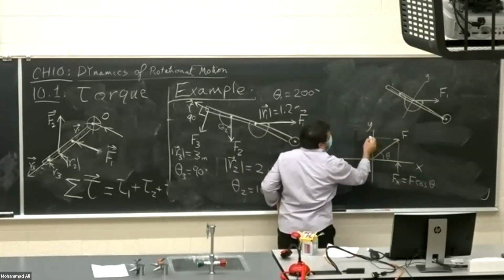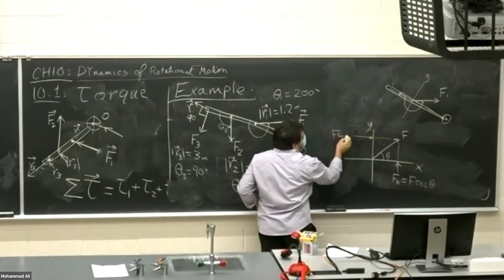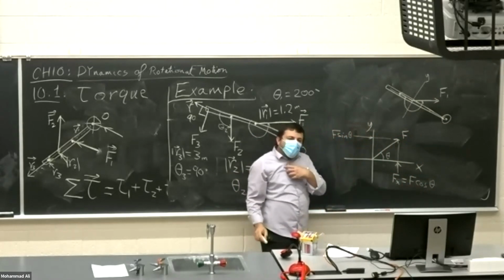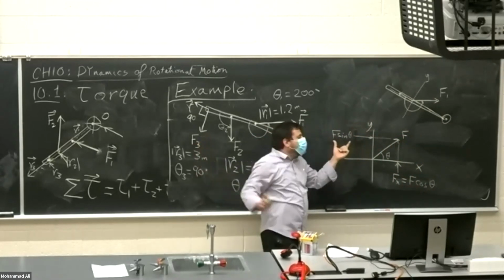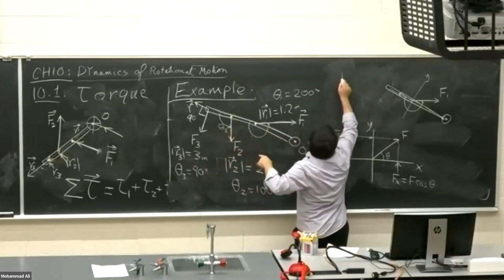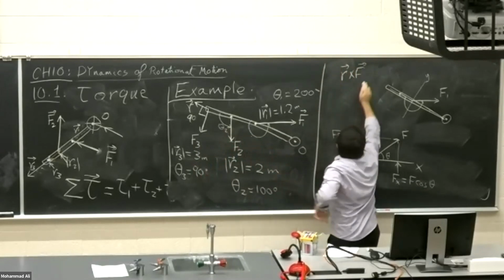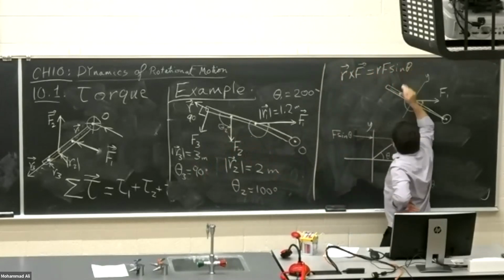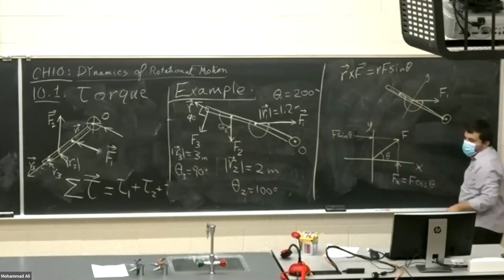We have here F sine theta, which is Fy. Now we use F sine theta in our relation. It comes from the cross product because we have R cross F is equal to R F sine theta. So now we use this direction of the force.